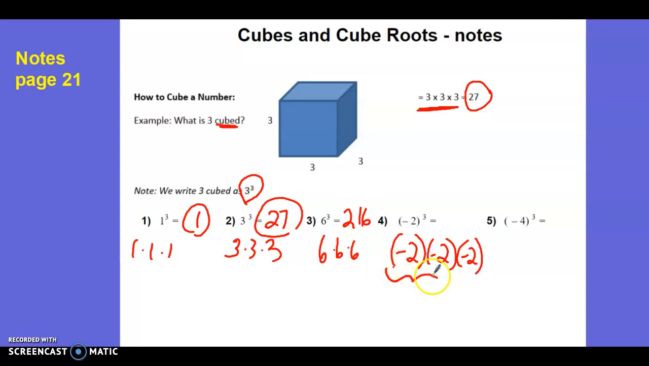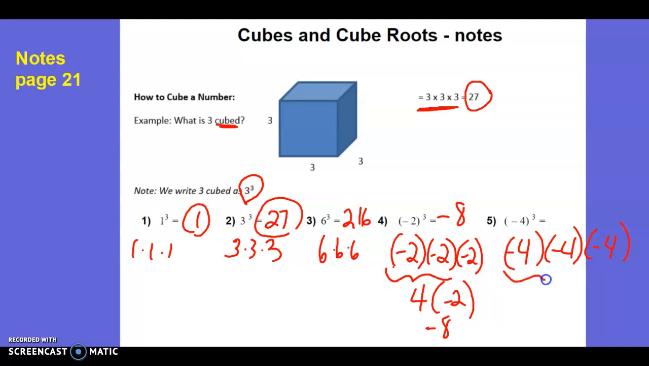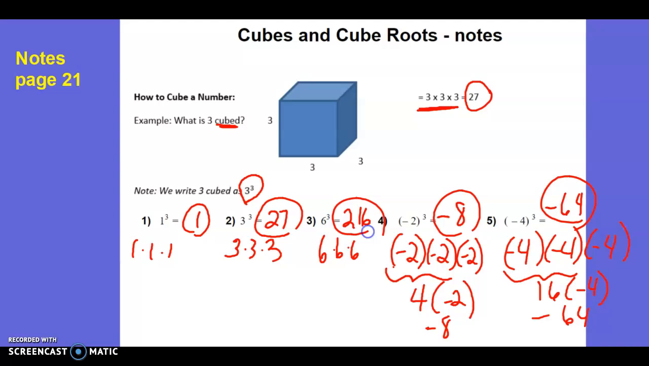Think about it. If I have negative 2 times negative 2, that's positive 4. And positive 4 times negative 2 would give me a negative 8. So we can get negative numbers when we're cubing something. Negative 4 cubed means negative 4 times negative 4 times negative 4. And again, I have an odd number of negative signs, so my answer is going to be negative. Negative 4 times negative 4 is positive 16, but positive 16 times negative 4 gives me negative 64. So that is how you cube a number.